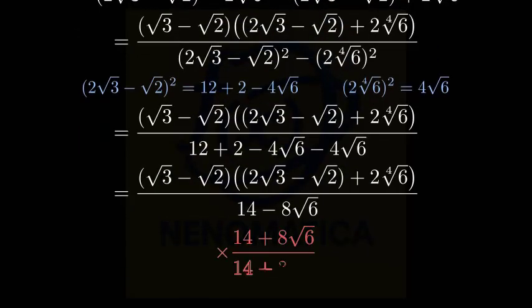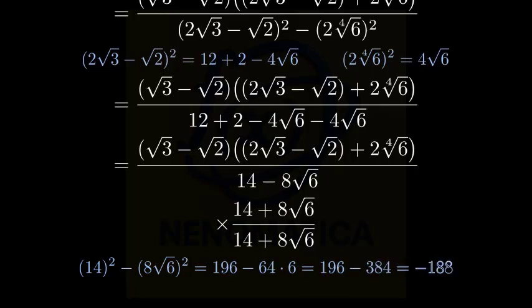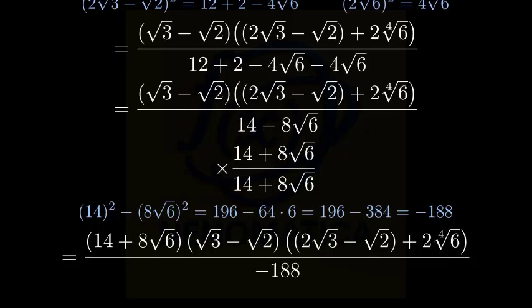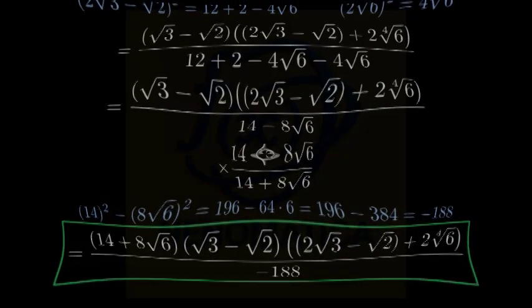Step 5. To fully rationalize the denominator, multiply by the conjugate 14 plus 8 root 6 over itself. Step 6. Again, apply the difference of squares to the denominator. 14 squared minus the quantity 8 root 6 squared is 196 minus 384, which equals negative 188. Substitute that result to obtain the final rationalized form. This matches the algorithm exactly.